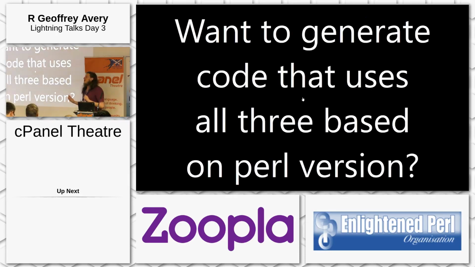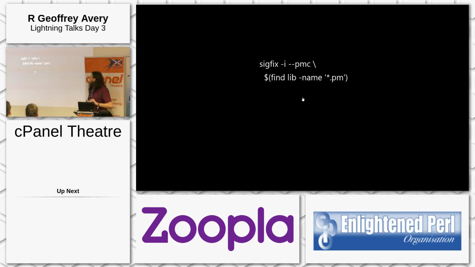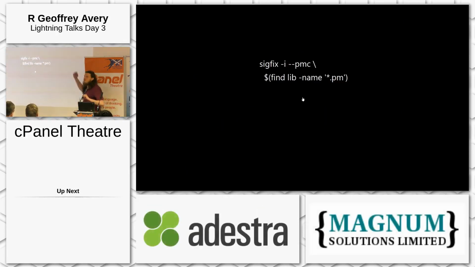If you want to generate code that uses all 3, depending on the Perl version, this is only supported for the PMC style, but if you provide no -2, it generates all three, inlines all three into the PMC, and then when it's loaded, jumps to the correct implementation for the correct Perl version based on asking the Perl interpreter what version you have.